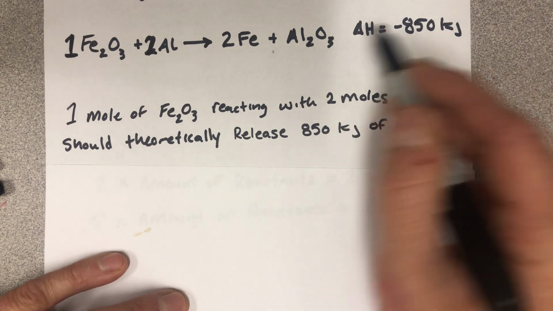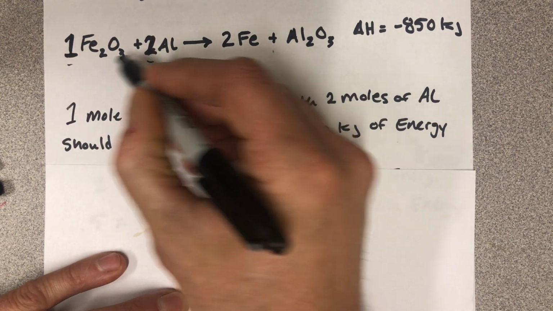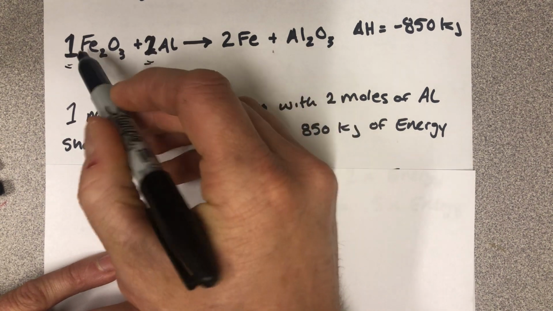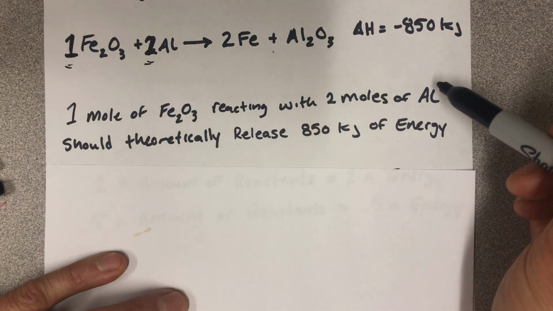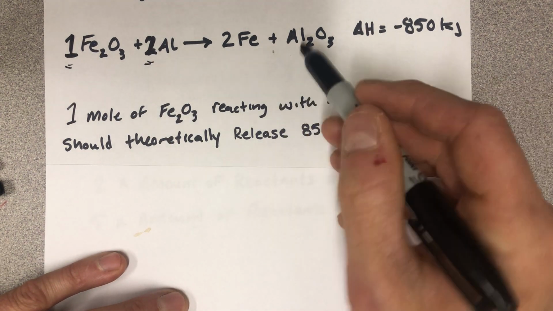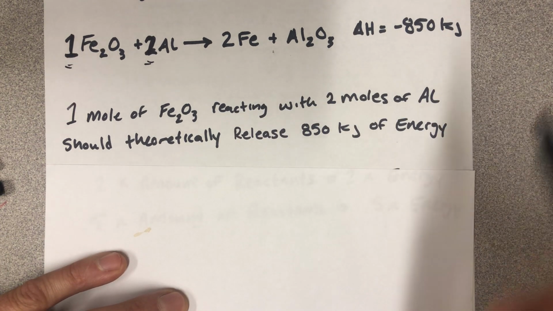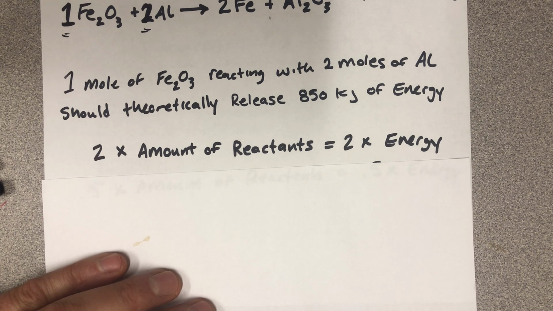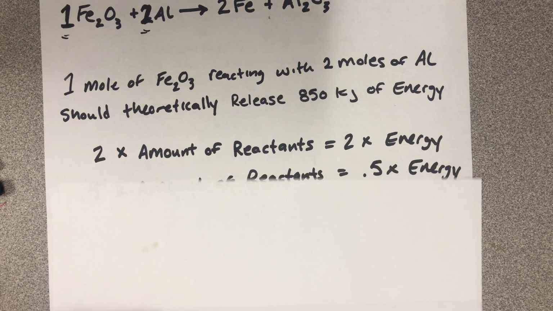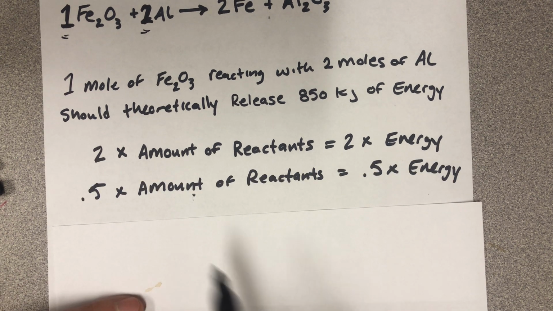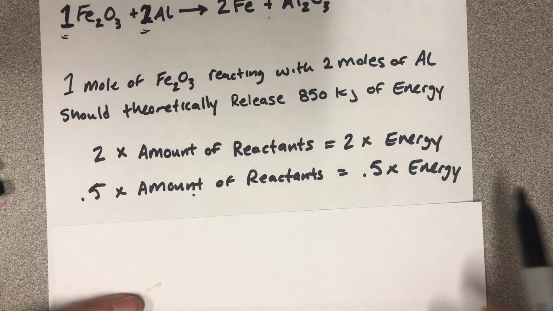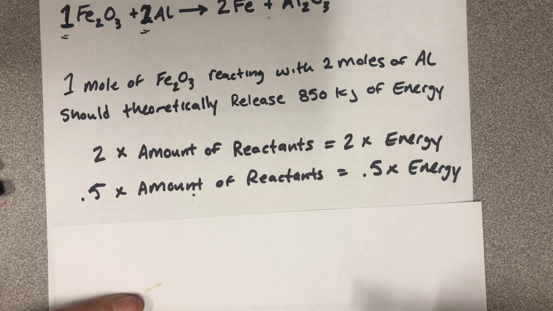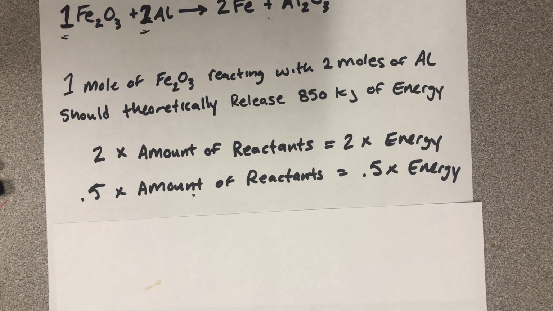So that 850 is specific to these numbers, okay? So if you change those numbers, then you're going to change the amount of energy, just like you'll change the amount of product that gets produced as well. And so if you double the amount of your reactants, you should get double the amount of energy. And if you cut the reactants in half, you should be able to get just half of the energy out of the reaction. So that's how that works.